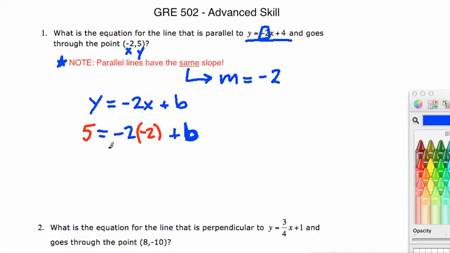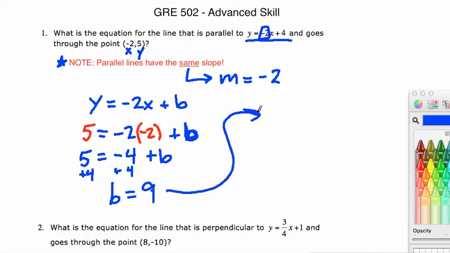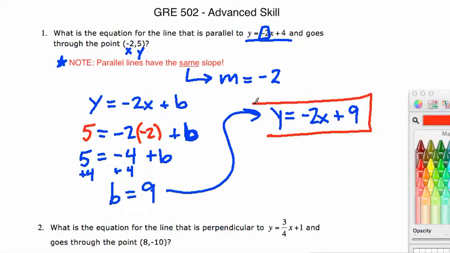And now we're going to solve for b. Okay, so we've got 5 equals -2 times -2 is -4 plus b, add 4, and we get b equals 9. And then the final step here is to write this back into our equation. So y equals -2x plus 9. And that's it, you're done.